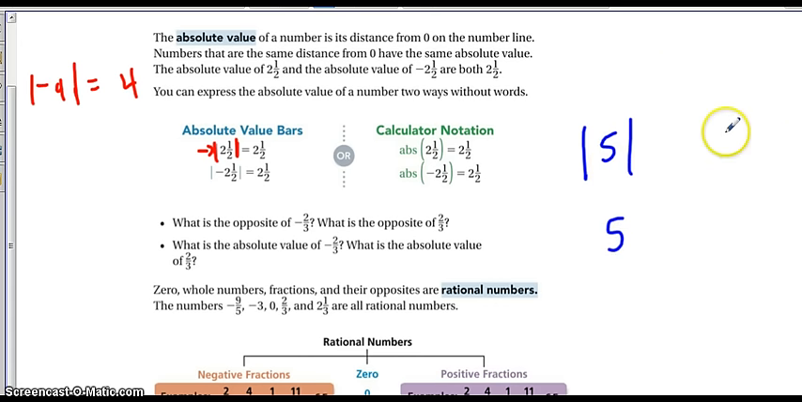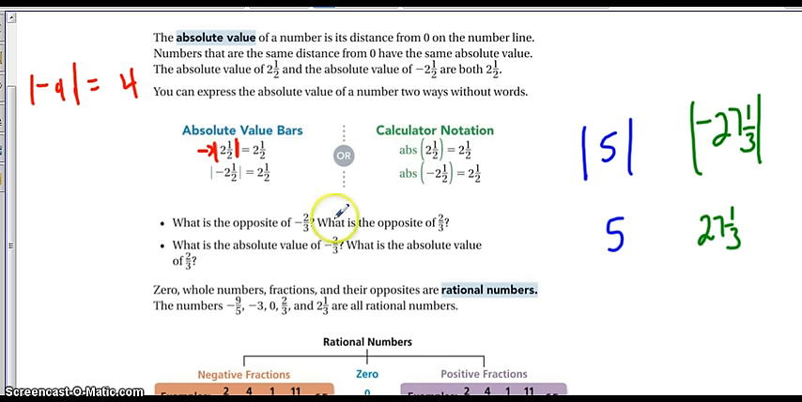What about the absolute value of -27 1/3? Okay, well, how far away from 0 would -27 1/3 be? You would be on the negative side of the number line, but we're still only counting distance, and therefore the absolute value would be 27 1/3.